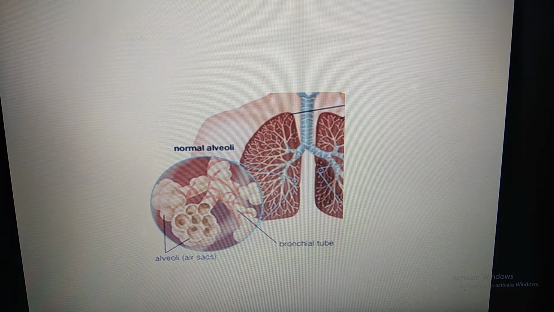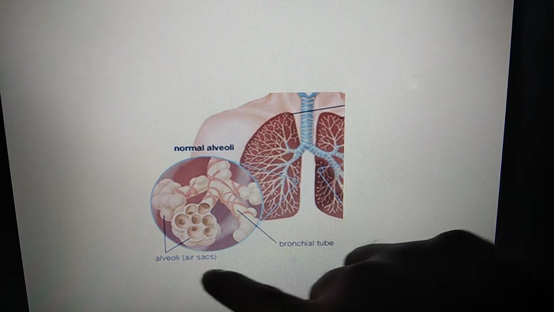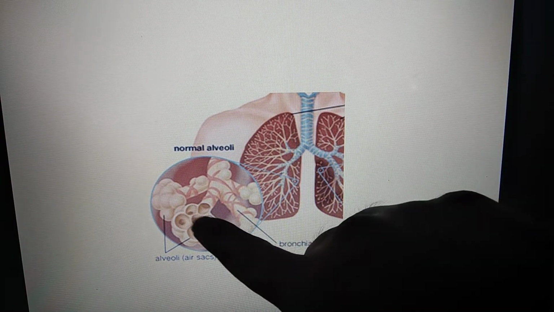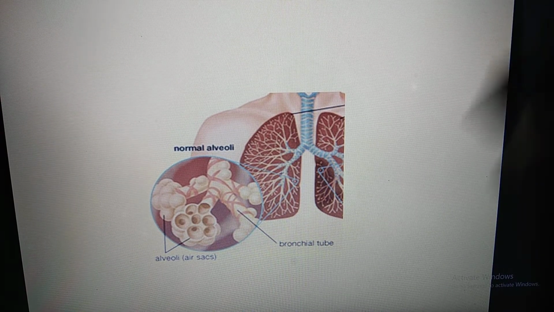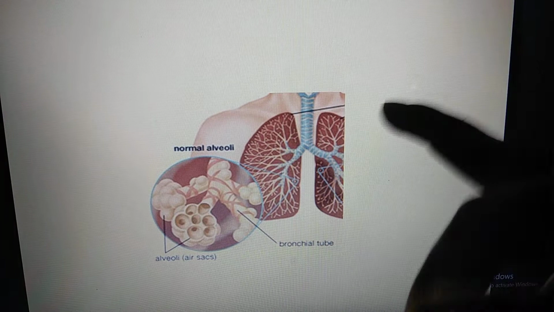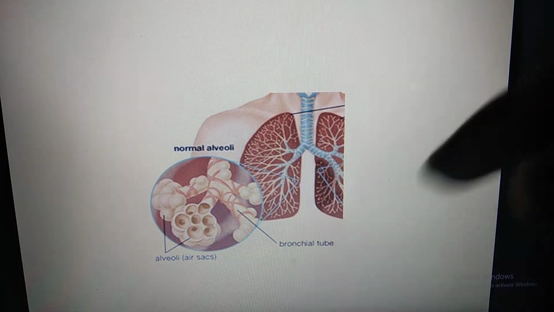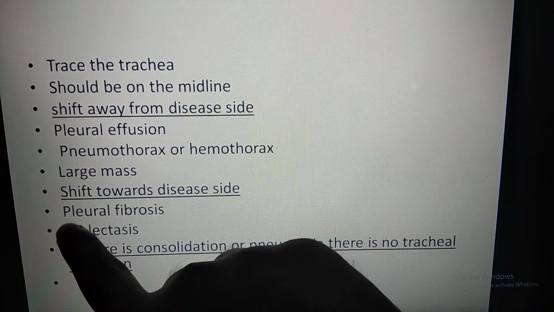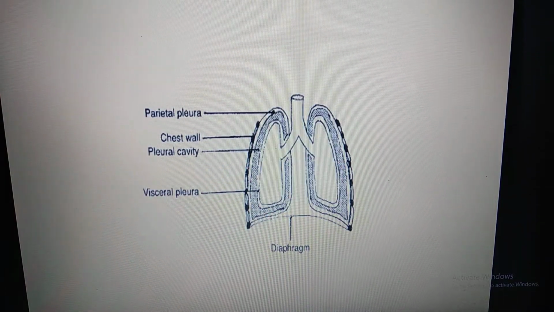In the next x-ray, we can see something known as an air sac. This air sac always contains some amount of air, and it will never contain fluid. If it contains fluid or absolutely no air, the lung will collapse. This is known as atelectasis. Remember, in atelectasis, the trachea will be shifted towards the affected side, the disease side. I'll show you the photo.